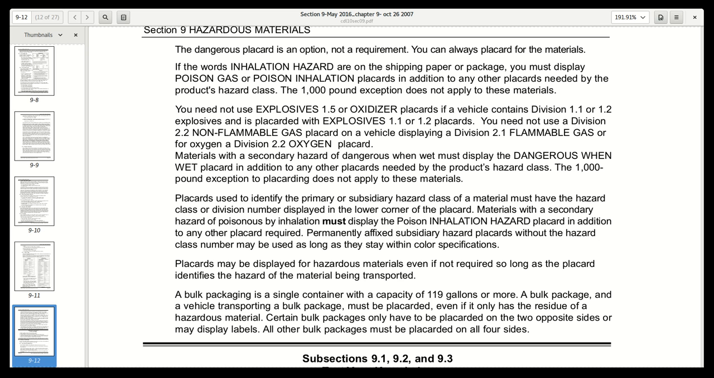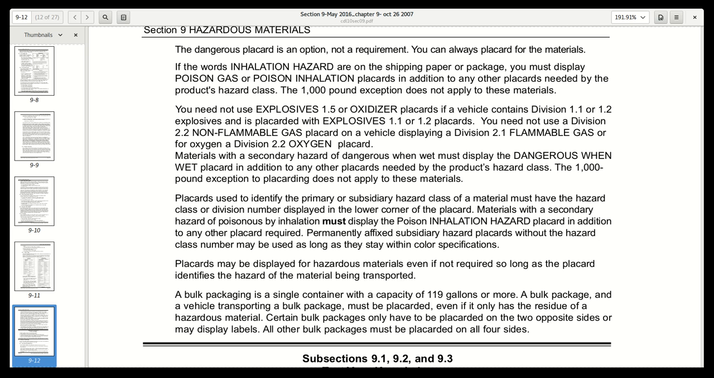Materials with a secondary hazard of dangerous when wet must display the dangerous when wet placard in addition to any other placards needed by the product's hazard class. The 1,000 pound exception to placarding does not apply to these materials. Placards used to identify the primary or subsidiary hazard class of a material must have the hazard class or division number displayed in the lower corner of the placard.